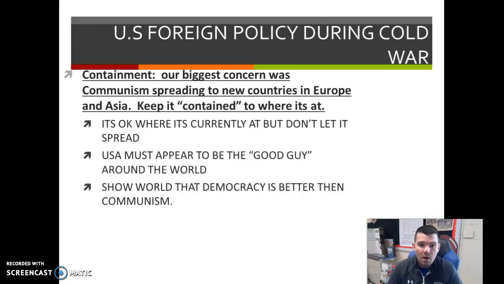All right, last but not least, this is very, very, very important for you guys to understand. The main premise behind our foreign policy is going to be the idea of containment. So, okay, here's the deal. We know that communism exists. The Soviet Union is a communist country. So our goal is to keep communism contained in that country. Don't let it leak. Don't let it spread out to other countries. Don't let other governments be taken over by them.